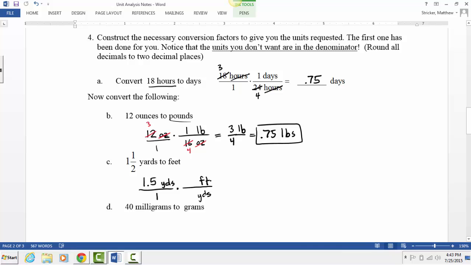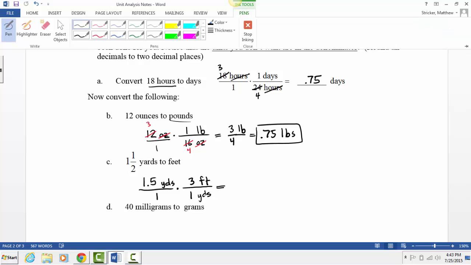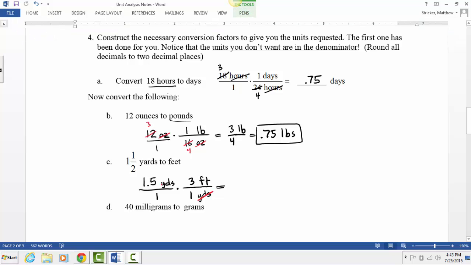You bet. There are 3 feet in 1 yard. So when I multiply, what cancels here? The yards cancel. Any numbers cancel? No, because these are ones down here. So we're just going to multiply the top. 1.5 times 3 is 4.5, and the units that are left are feet. So we have 4.5 feet.